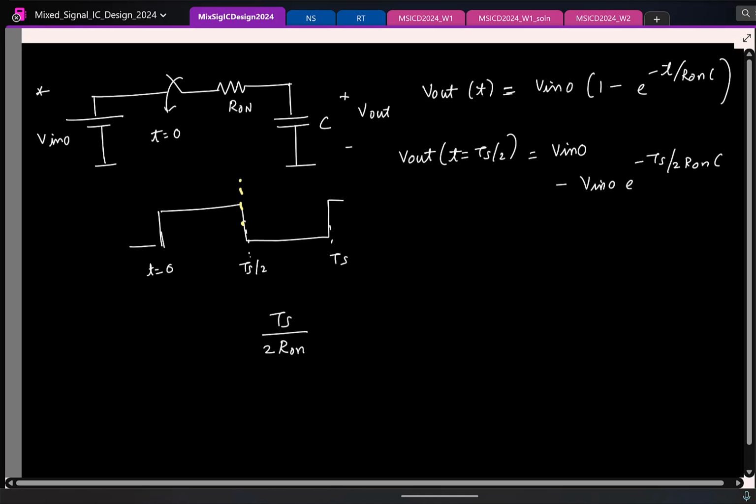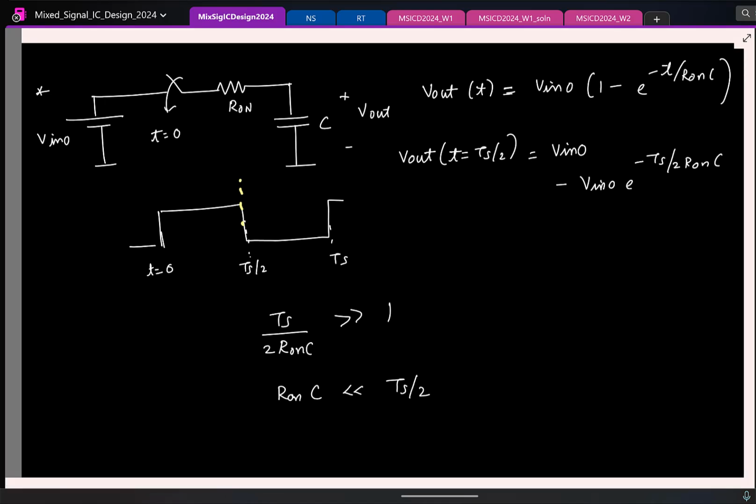This must be much greater than 1. So R on times C is the same thing. If the RC time constant is very small, it's going to charge fast. The limiting case is when R on is 0, it just jumps up instantly. Okay, cool. So this is simple.